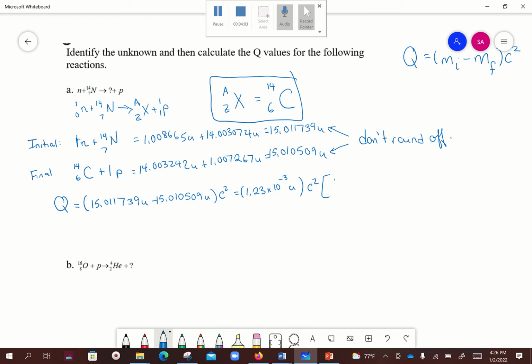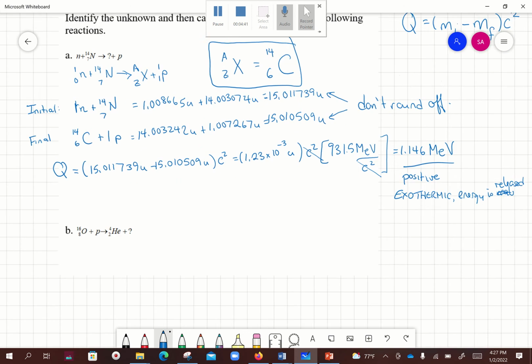And how do I convert this to energy? Well, remember what we did. We multiplied by 931.5 MeV per c squared. So basically what you do is you just take your change in mass, multiply times 931.5, then the c squareds cancel out, and I get my energy in mega electron volts. Okay, so this is positive. So that means it's exothermic. And so energy is released. So this is a reaction that happens spontaneously. Okay, let's go on to the next example.